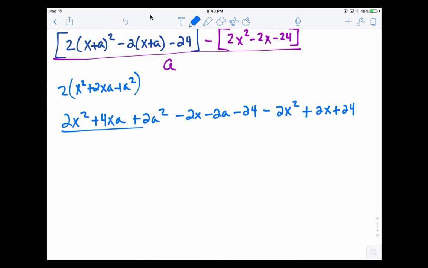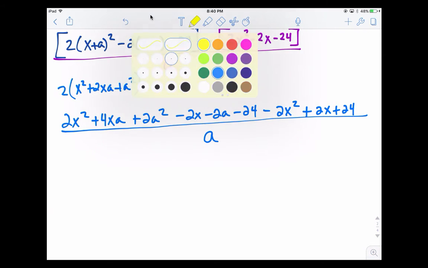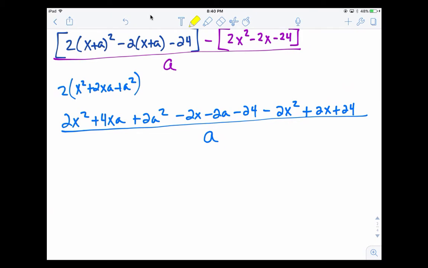And again, that whole thing is going to be divided by a, which is your constant. Okay, so once you get to there, you want to look to get rid of some things. Right, so 2x squared is going to cancel out negative 2x squared. Negative 2x is going to cancel out positive 2x, and negative 24 is going to cancel out positive 24. Okay, so that's going to happen every time that you do this. Things are going to cancel out.